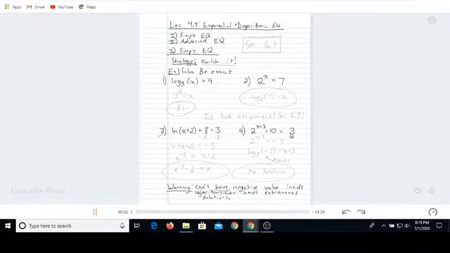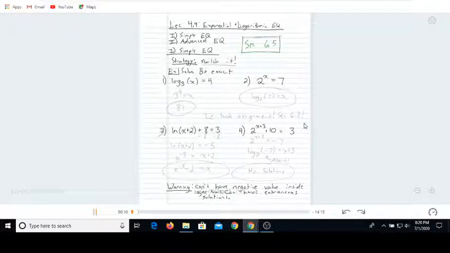Alright, lecture 4.4 corresponding to section 6.5 from the textbook. Believe it or not, only 2 lectures left in college algebra. We are at the tail end of the course now, and these are the last type of equations we're going to study in the class, those being exponential equations and logarithmic equations.